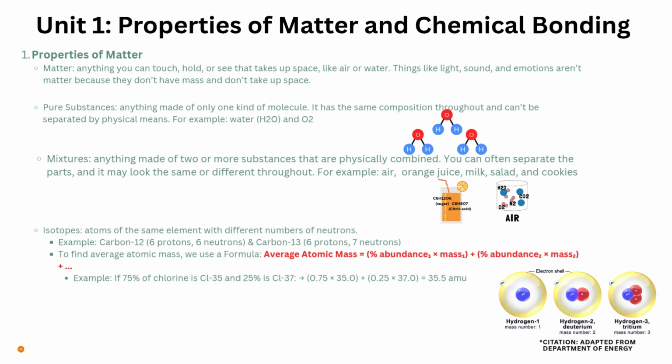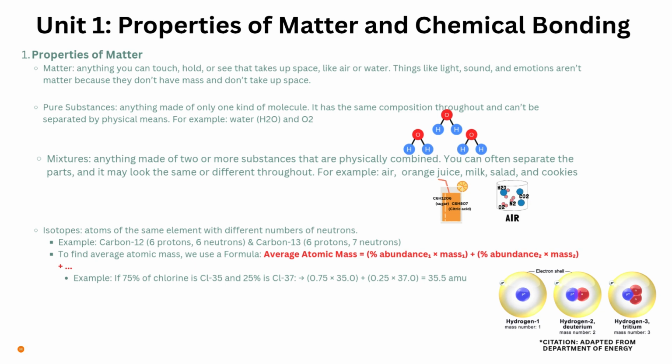Now let's look at the types of matter. We have pure substances, which are made of only one kind of particle or molecule. They're uniform and cannot be separated physically. For example, water. Water is made of a lot of water molecules. I cannot separate water molecules.